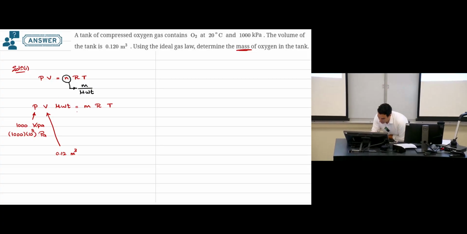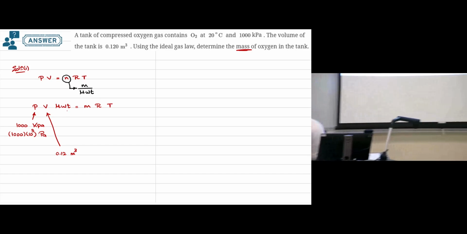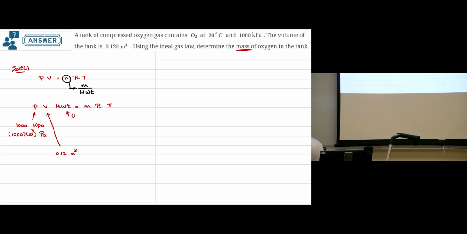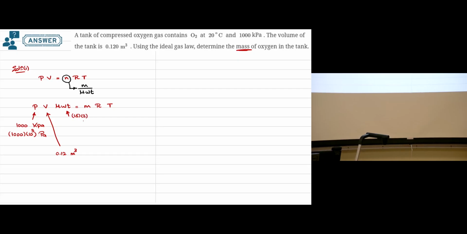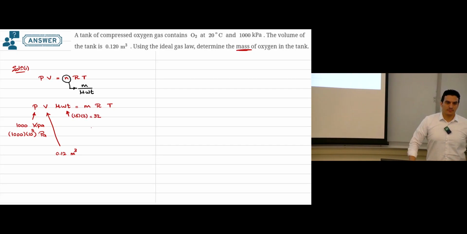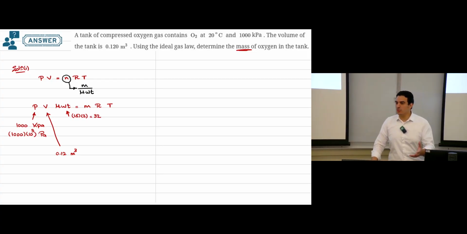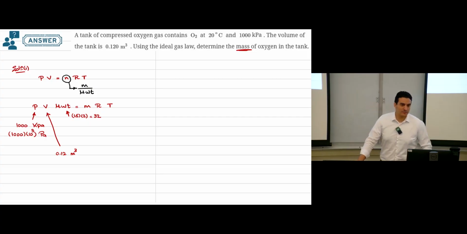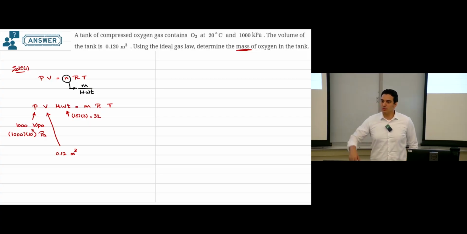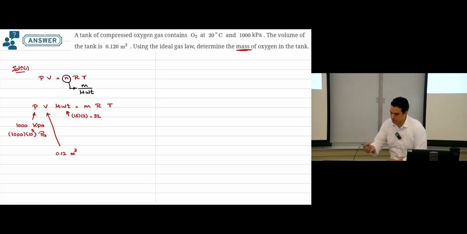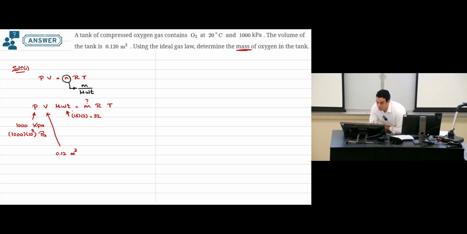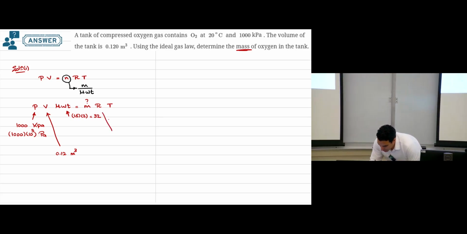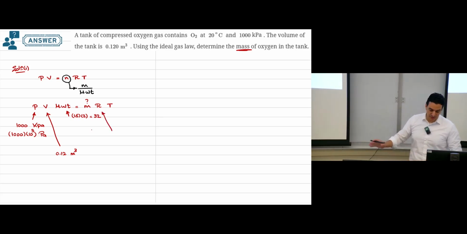Okay, the molecular weight of oxygen is 16 times 2, so this one is 32. Usually we don't put units on the molecular weight, since it's grams per mole or kilogram per kilomole, so we just put the number. Mass is what we need to calculate. And this is the ideal gas constant. Now we have everything in the SI system.